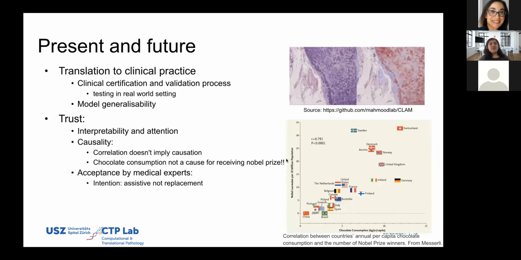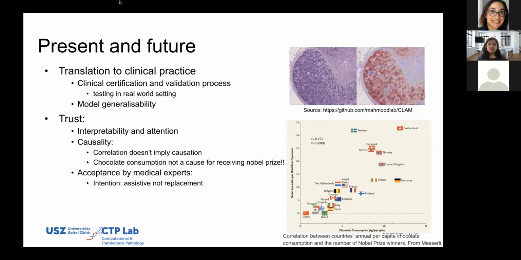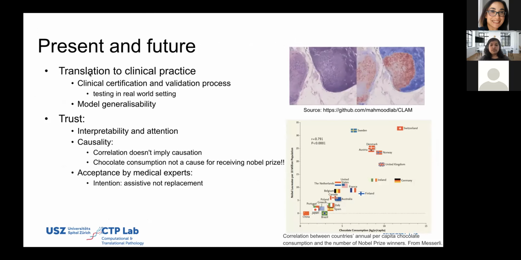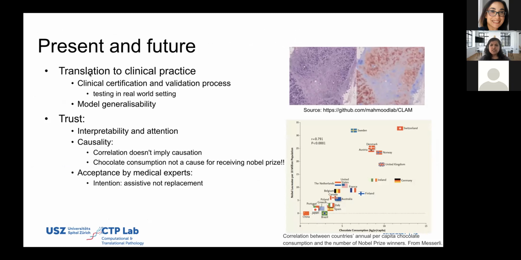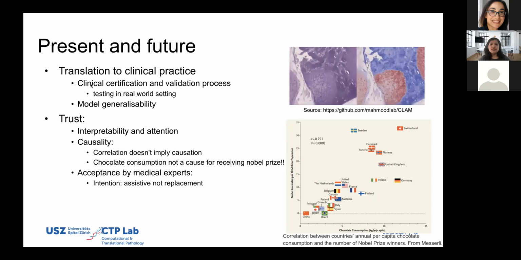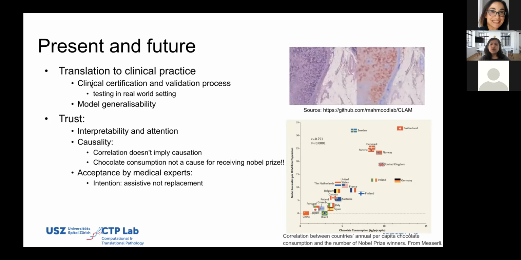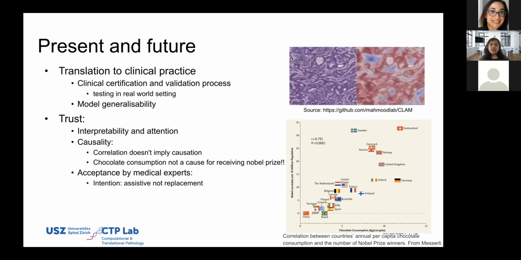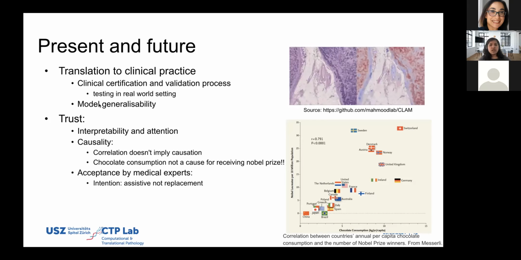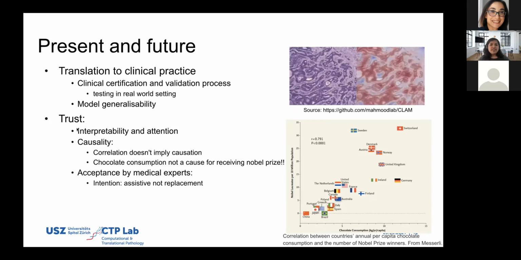So where is the field going, right? Where is the present and where is the future? We really want to translate our methods into clinical practice, right? But it's not that easy, because we need a lot of clinical certification and validation process. We really want to test it in a real world setting. Therefore, we want to work on models that are generalizable, and a lot of research has been going in that direction. Next is trust, right?